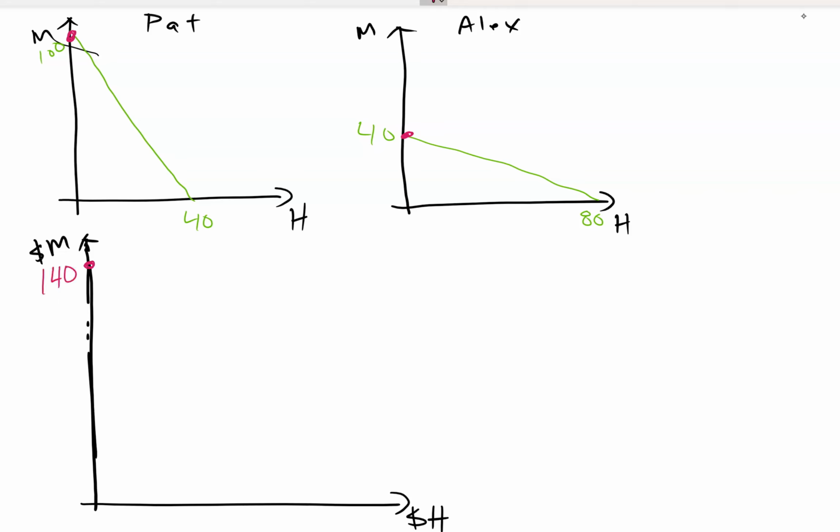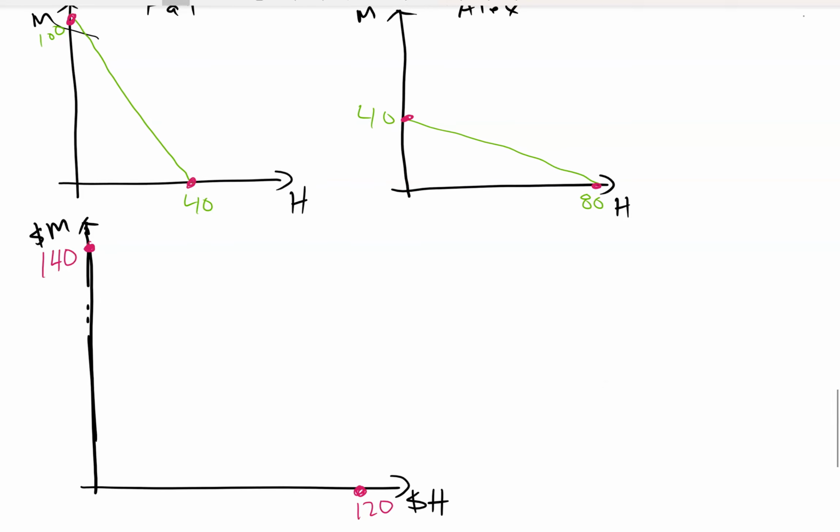So I'm going to put that here because that's both of them doing only market. One can do 100 and the other can do 40, so total 140. And if Pat does all home and Alex does all home, then they can do 120 home. Okay, so that's where we're at so far.